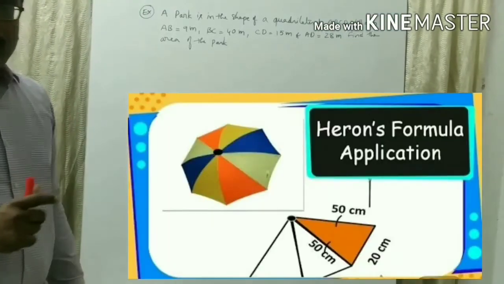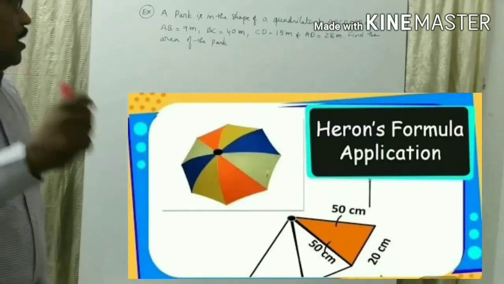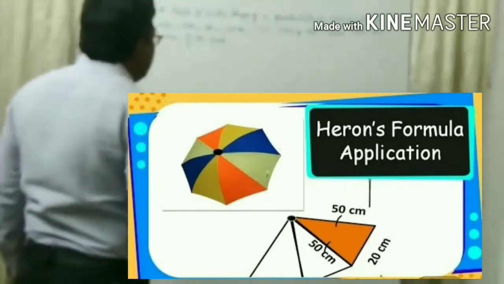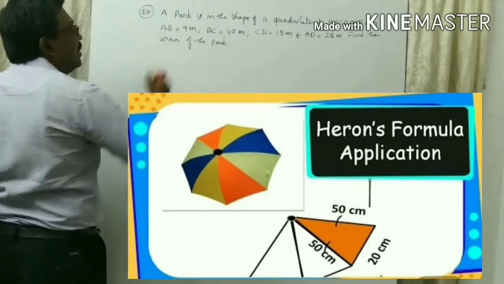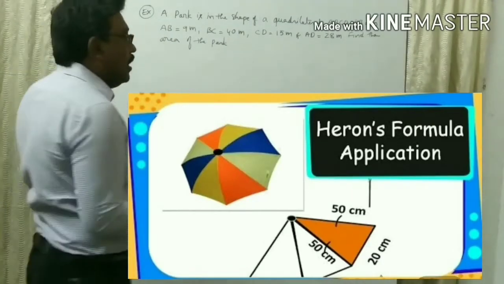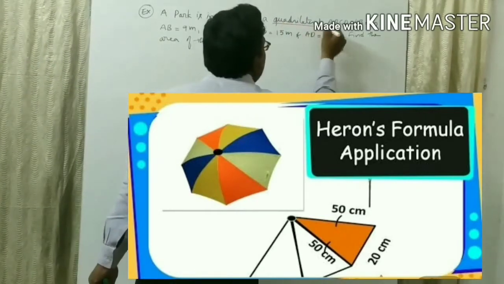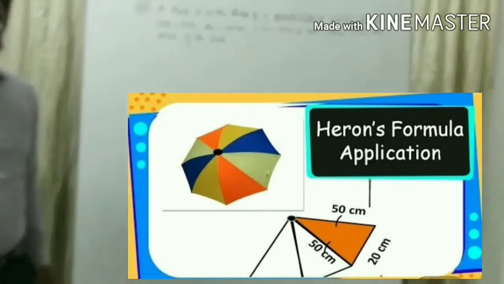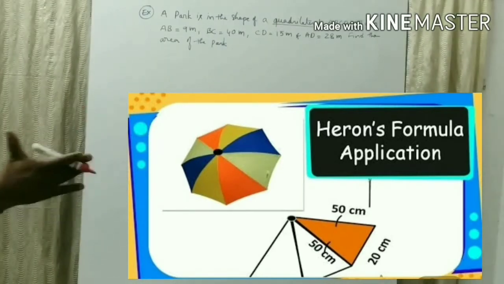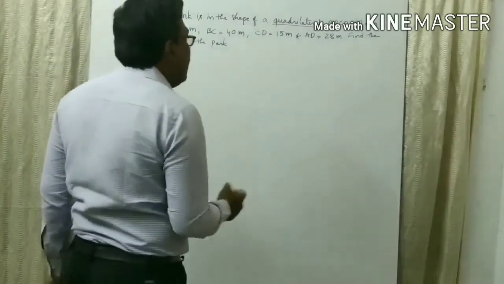That concept will apply for quadrilaterals. Here, a path is in the shape of a quadrilateral. As a part of Heron's formula, we know the area of a triangle. But here it is a quadrilateral. Application. A, B, C, D.